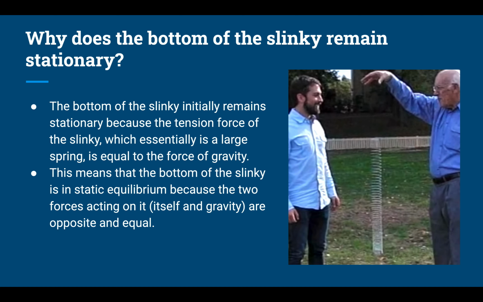So why does the bottom of the Slinky remain stationary? The bottom of the Slinky initially remains stationary because the tension force of the Slinky, and remember, the Slinky is essentially a large spring, is equal to that of the force of gravity. So this means that the bottom of the Slinky is in static equilibrium, which is proved by Newton's second law, because the two forces acting on it, which are the spring tension and gravity, are opposite and equal, which means that the bottom will remain stationary until the top reaches the bottom. And this was the basis that we used for building our computational model.